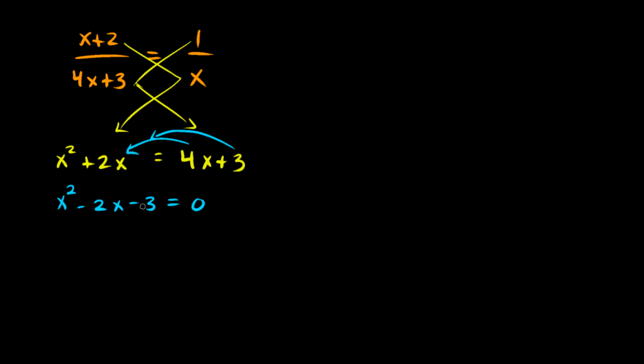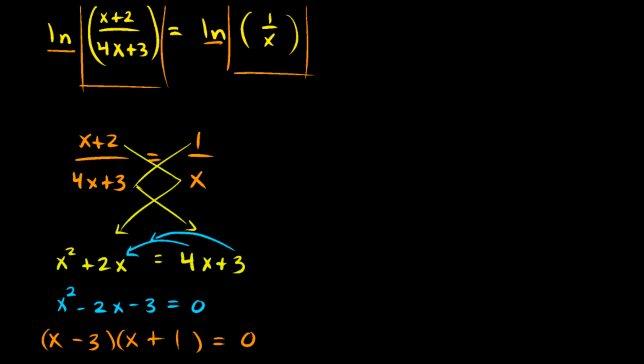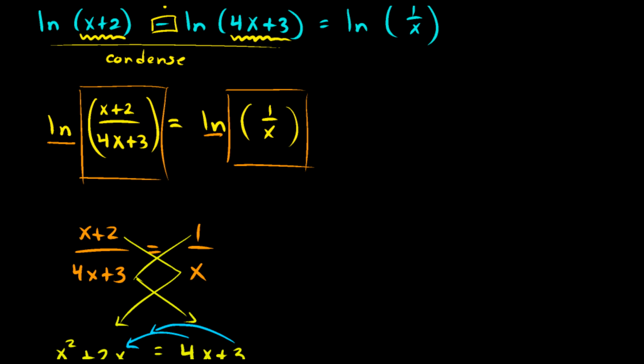Now if this is factorable, factor it. And it is factorable. You have an x and an x, negative 3 plus 1. So your solutions are negative 1 and positive 3. So now we need to check to make sure if negative 1 and 3 cause any issues. So we're checking negative 1 and we're checking 3.